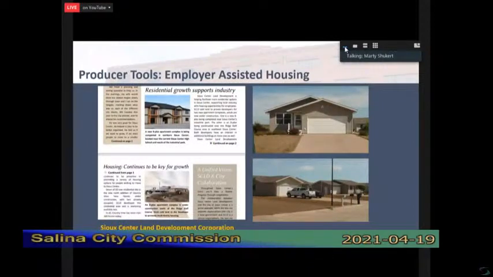Employer-assisted housing has some really interesting possibilities from a number of different perspectives. So from a producer perspective, this is a project that's a very interesting one in a small town in Iowa called Sioux Center. And Sioux Center is a town of I think about 4,000 or 5,000 people in northwestern Iowa, and is very heavily industrialized and is a very kind of wealthy town.